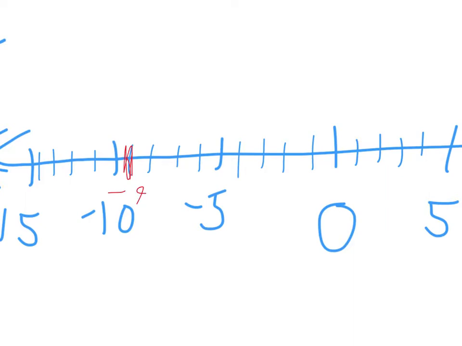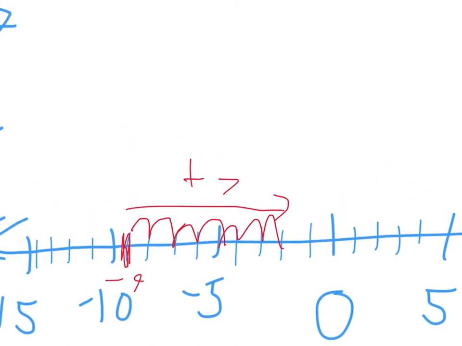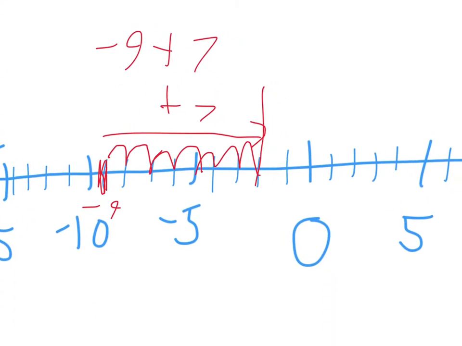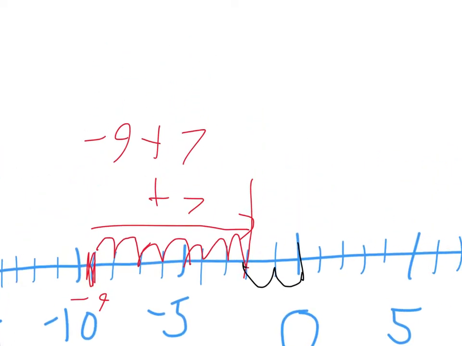And we need to go 7 more: 1, 2, 3, 4, 5, 6, 7. So that's when we make this move here. So we're doing negative 9 plus 7, and that would be written like this. Negative 9 plus 7. And we end up here at this point on the number line. Now we see 0, and we go back 1, it's negative 1, negative 2. So negative 9 plus 7 equals negative 2.